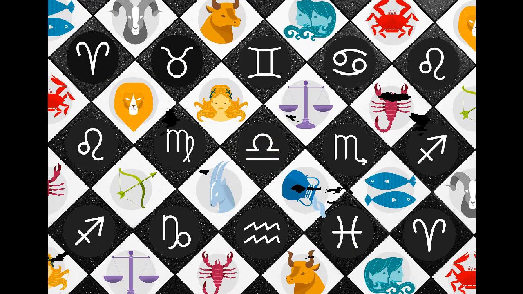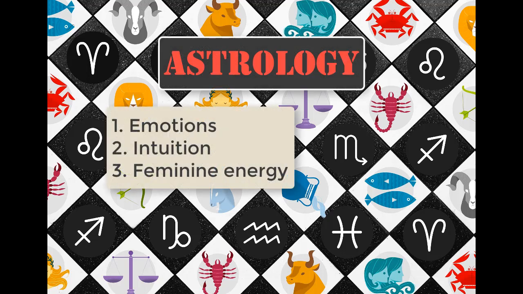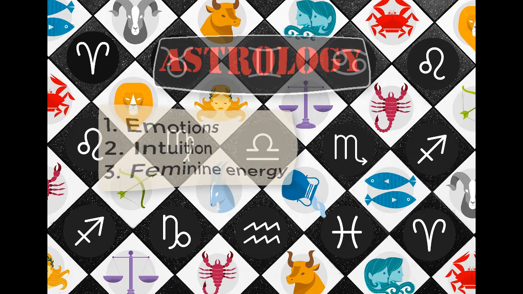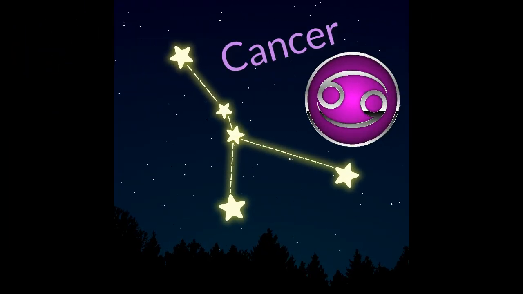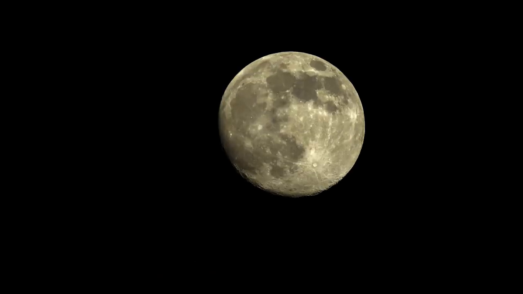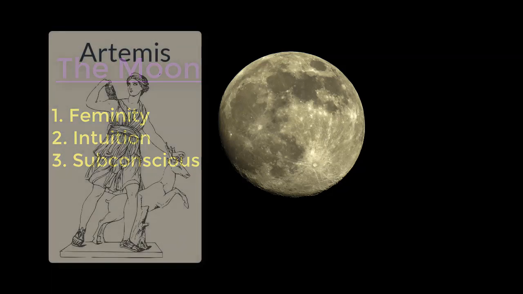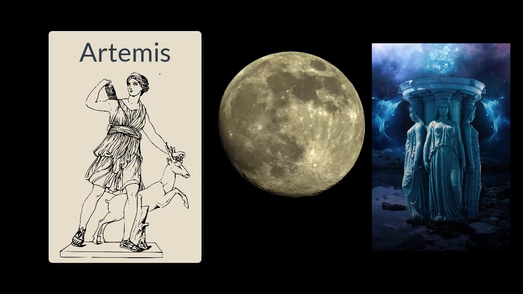So in astrology, the moon is associated with emotions, intuition, and the feminine energy. The different phases of the moon are believed to have different effects on our emotions and behavior. The zodiac sign associated with the moon is Cancer. And just like all the other ones that are associated with a planet, this one's associated with the moon. As a whole, the moon has been a symbol of femininity, intuition, and the subconscious. It has also been associated with various deities and goddesses throughout history.